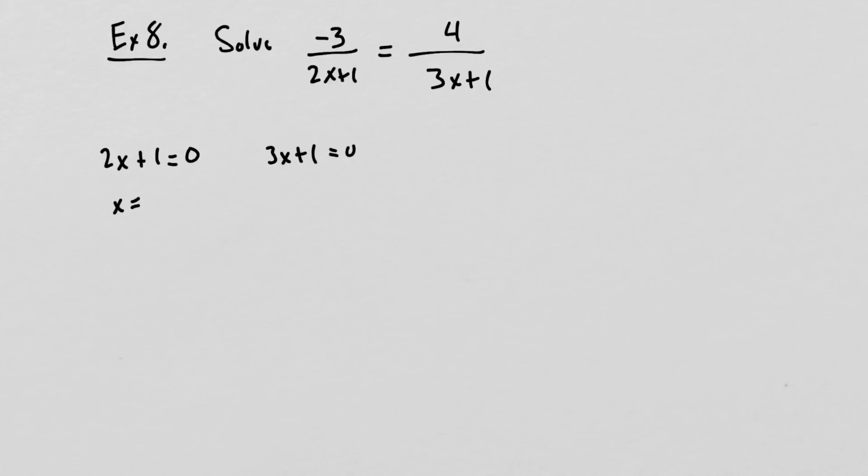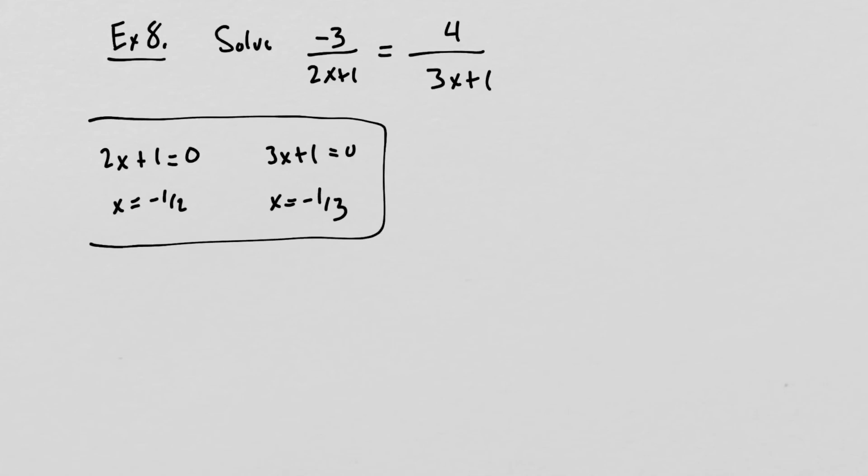Solving the first one, we see that x is equal to -1/2, and solving the second one, we see that x is equal to -1/3. And so what this is telling us is that we want to exclude these values here. So x cannot be equal to -1/2 as a solution, and x cannot be equal to -1/3 as a solution. Now we can solve this rational equation a slightly different way.